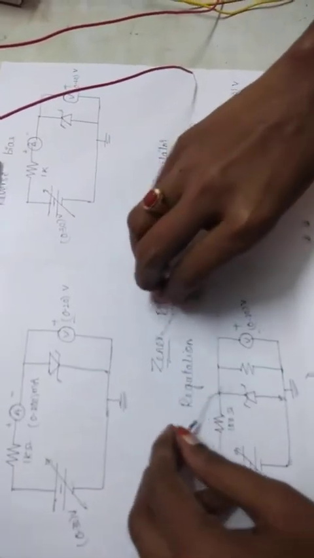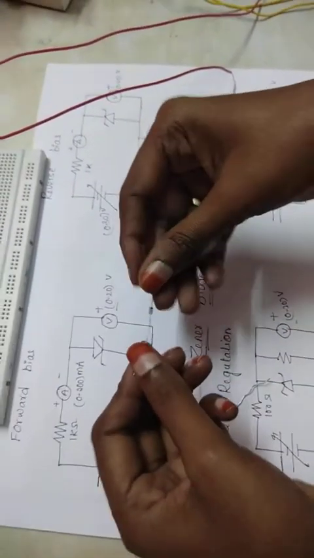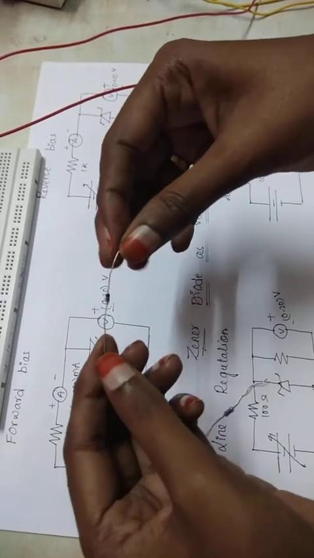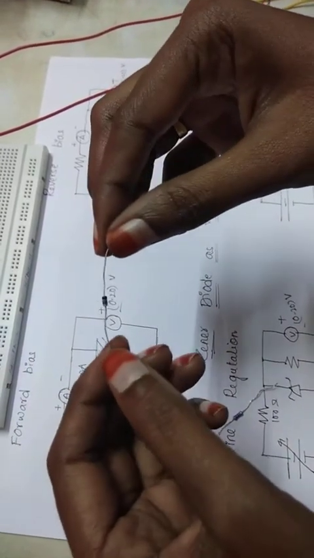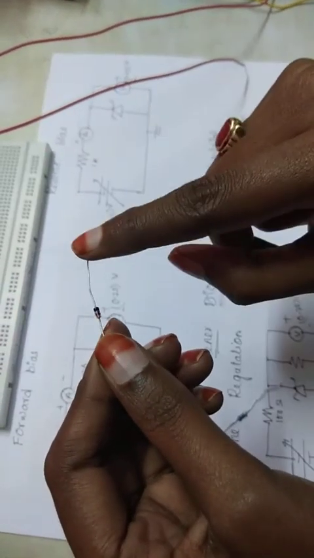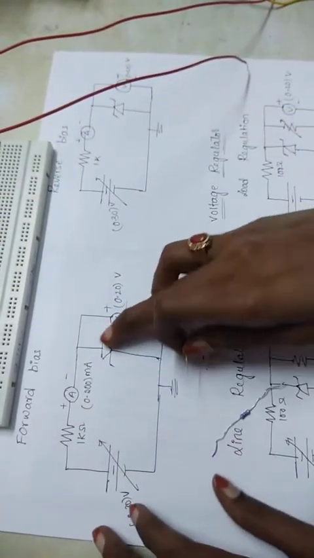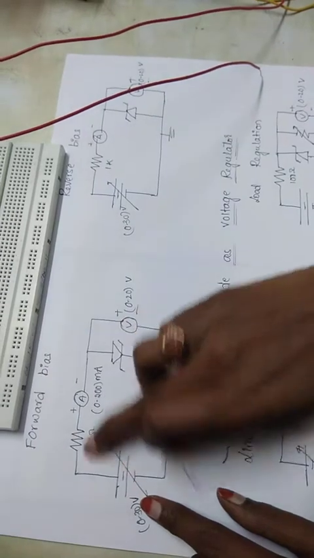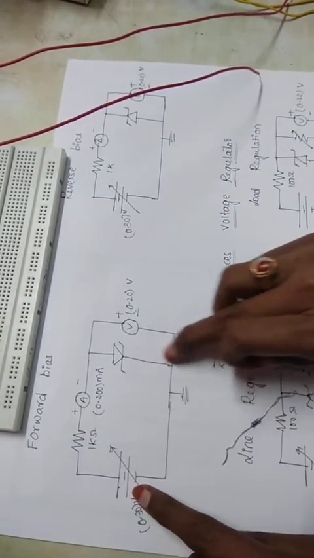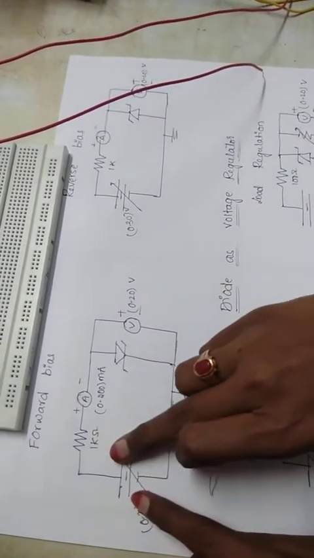So, forward and reverse bias characteristics of the Zener diode. The Zener diode has the color combination of orange and black. The black side is the cathode, the orange side is the anode. As we already know, forward bias means the anode is connected to the positive terminal and the cathode is connected to the negative terminal of the RPS.